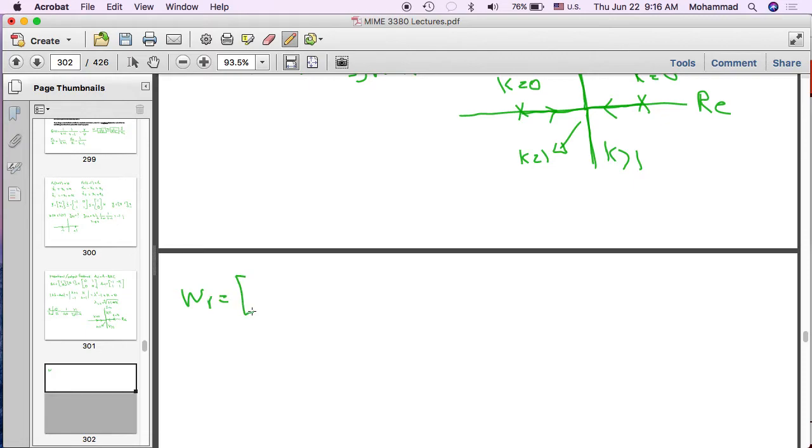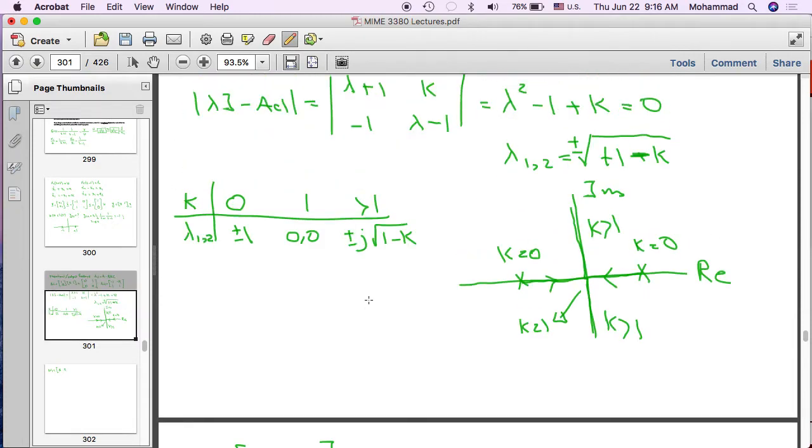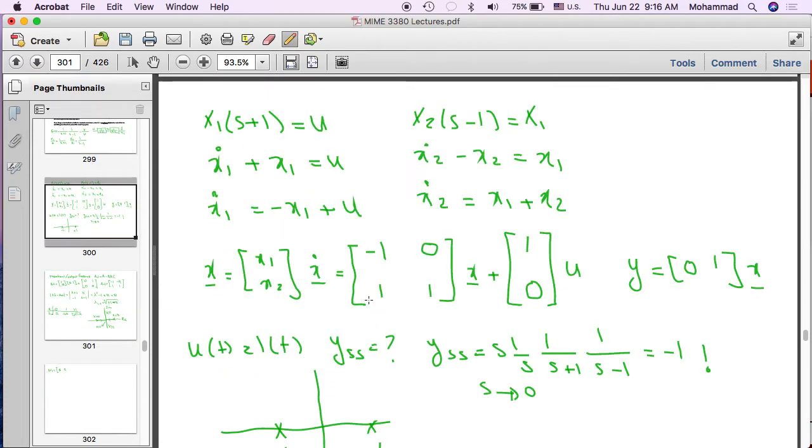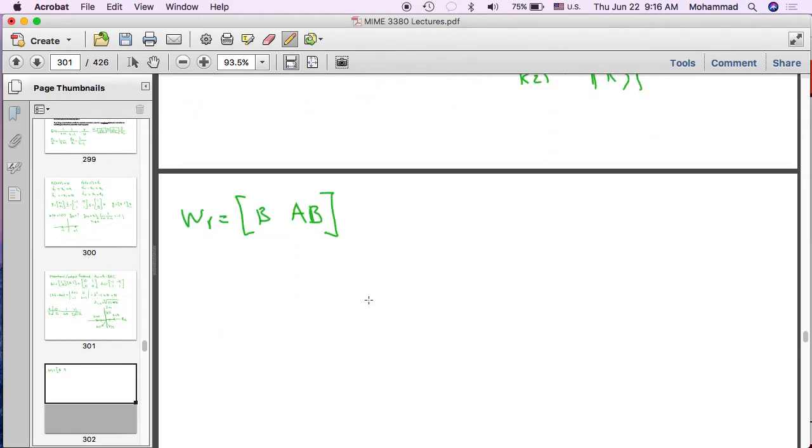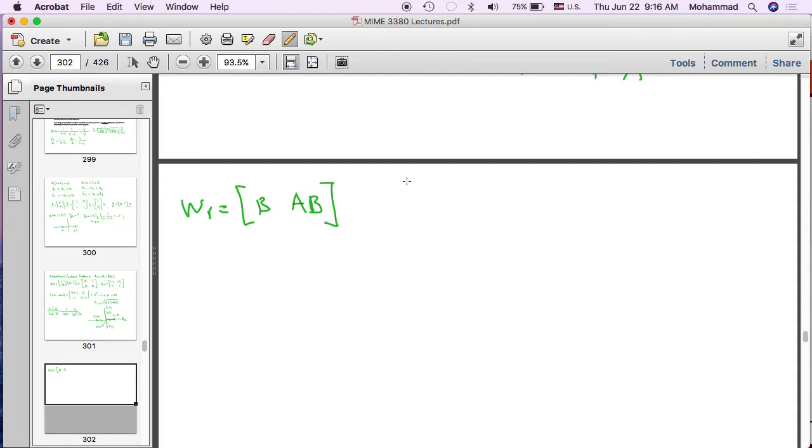This is a second order system. So we have B and A times B. So let's go ahead and calculate A times B. A was [-1, 0; 1, 1]. So A times B, and B is [1, 0].